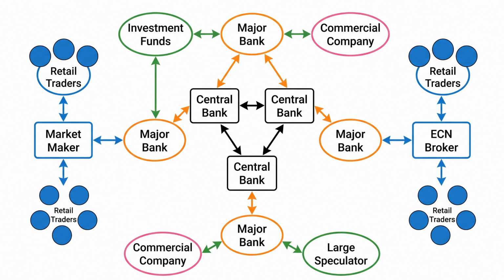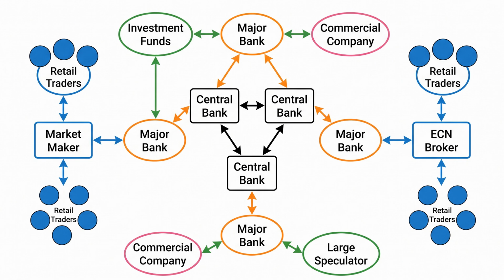Retail access, the brokers, blue connections. Because average individuals cannot directly access the interbank market, they must go through intermediaries. The major banks extend liquidity to these brokers, shown via the blue arrows. Market maker: this type of broker creates a market for its clients. They often take the opposite side of a retail trader's position and provide liquidity internally.